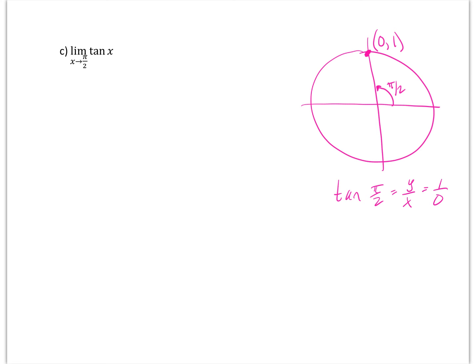So I cannot just plug the pi over 2 in because you get 1 over 0, an undefined value. So instead, I'm going to have to think about what is happening to the value of the tangent as the angle gets closer and closer and closer to pi over 2.